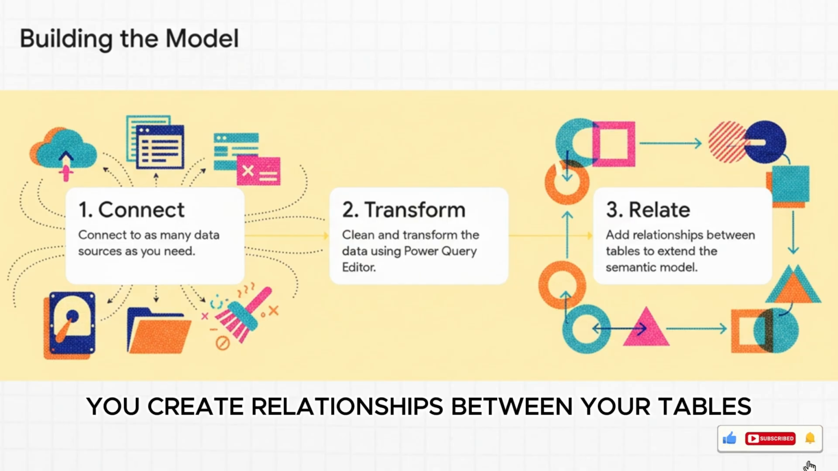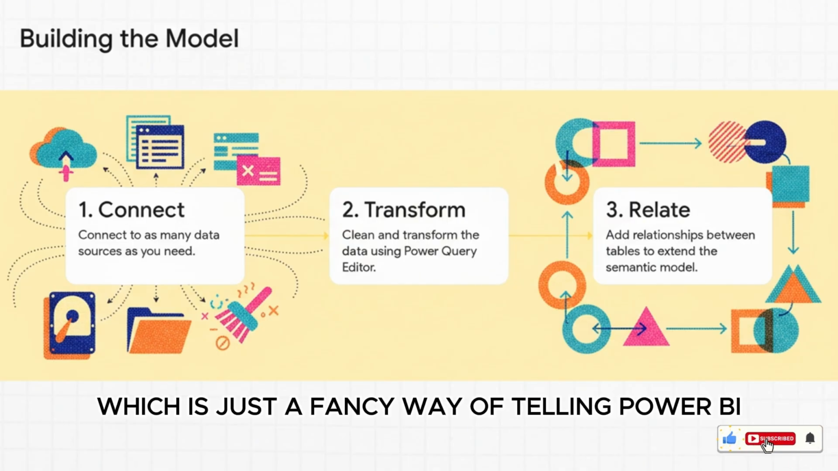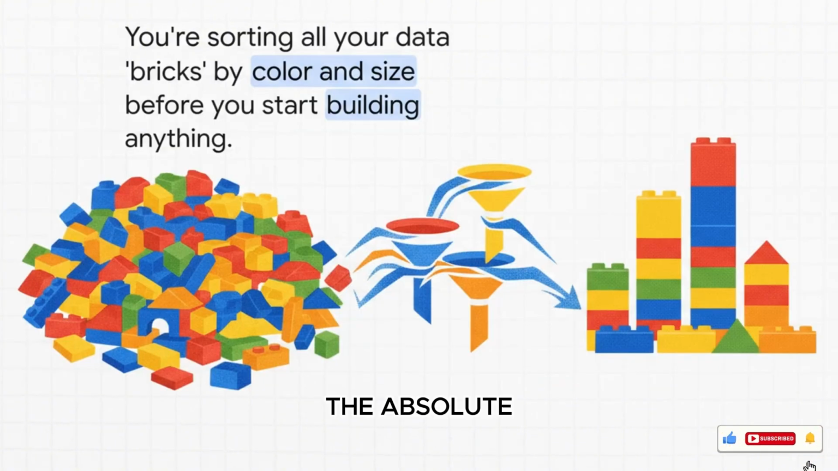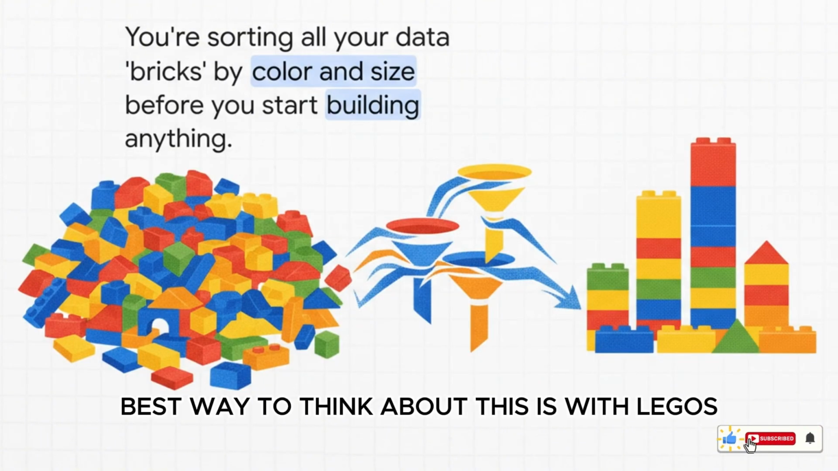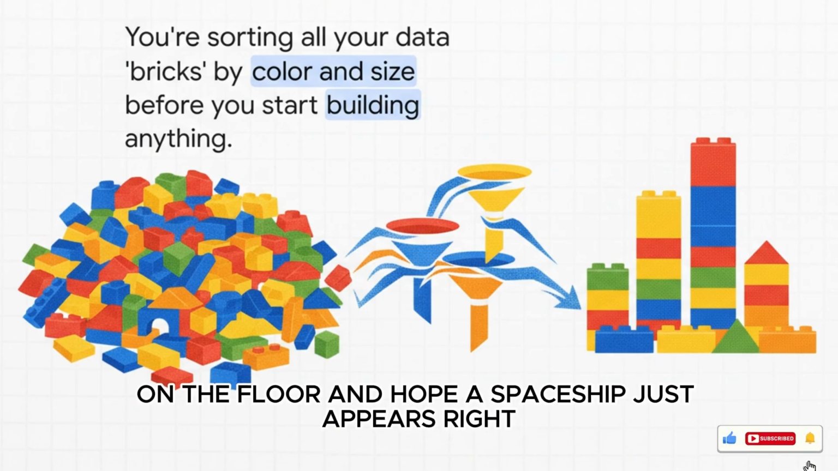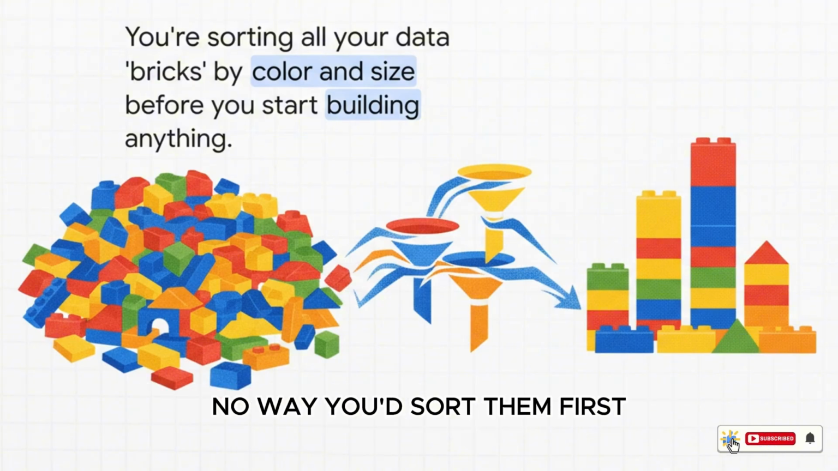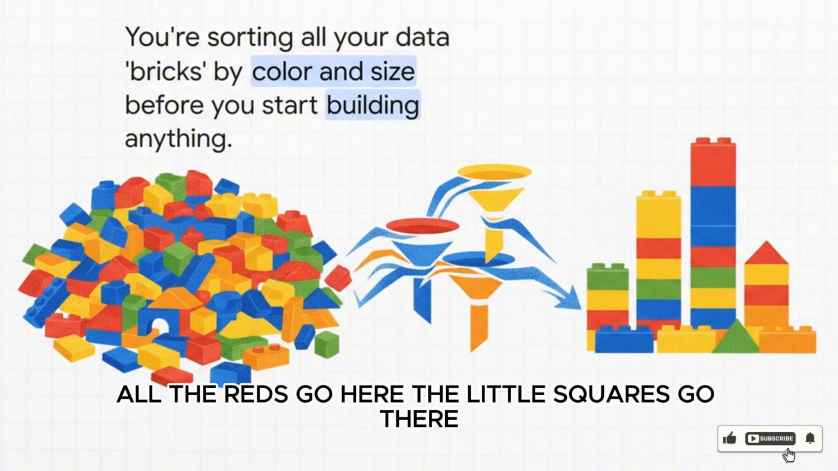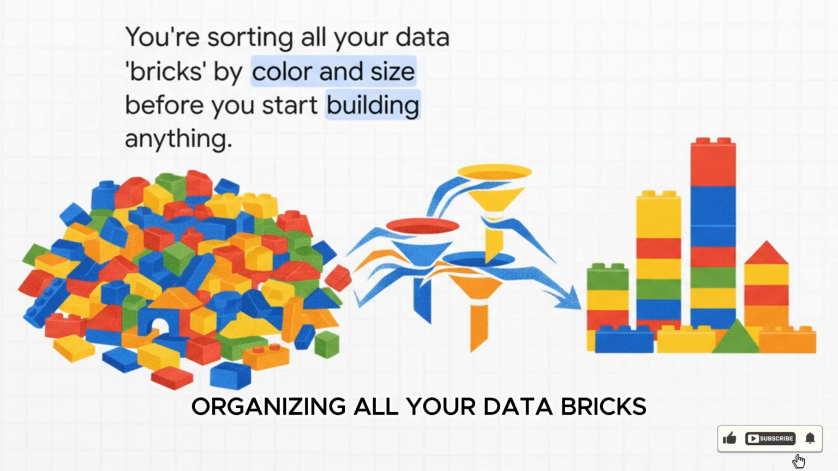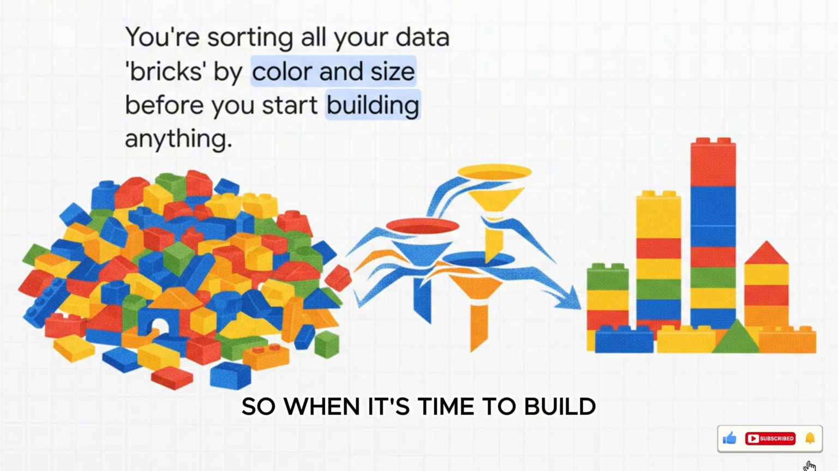And finally, you create relationships between your tables, which is just a fancy way of telling Power BI how everything fits together. The absolute best way to think about this is with Legos. You wouldn't just dump a giant bin of bricks on the floor and hope a spaceship just appears, right? No way. You'd sort them first. All the reds go here, the little squares go there. Your semantic model is doing the exact same thing, organizing all your data bricks. So when it's time to build, it's actually easy and fun.